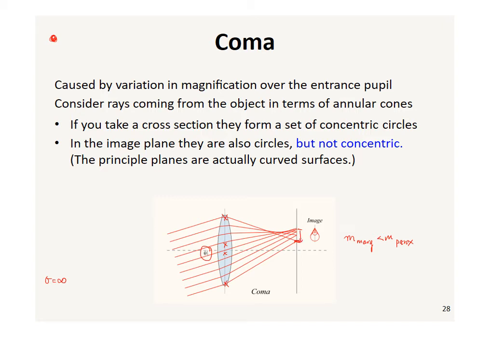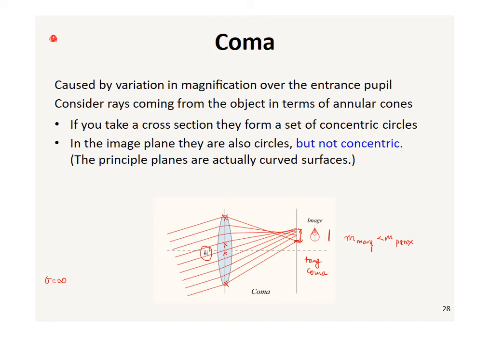Now the distance here is called the tangential coma. Now you might be asking, well, that explains certainly why an image might be elongated, like a line, but why circles? Where do the circles come from?